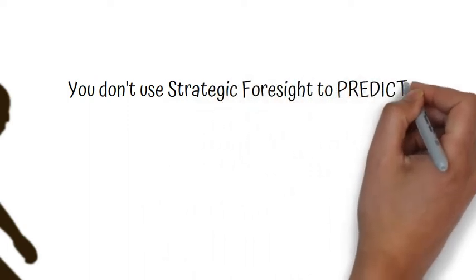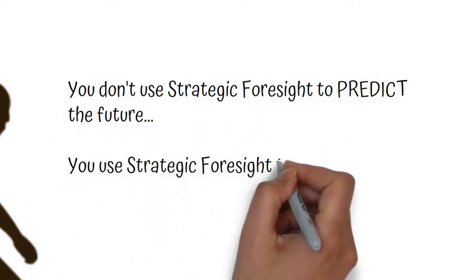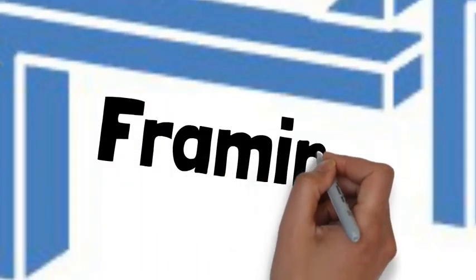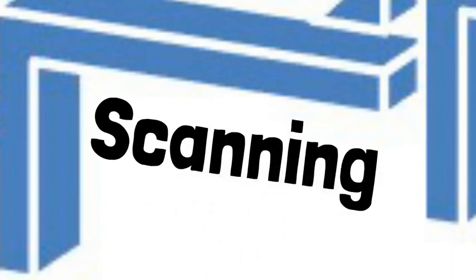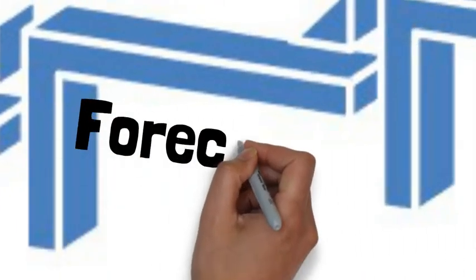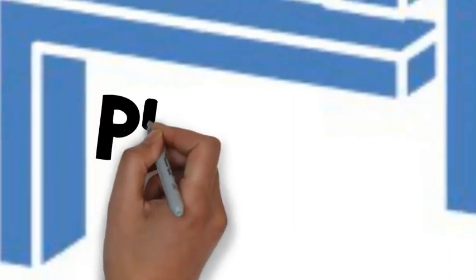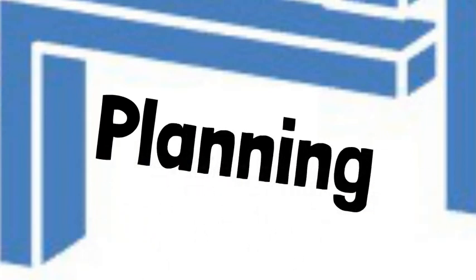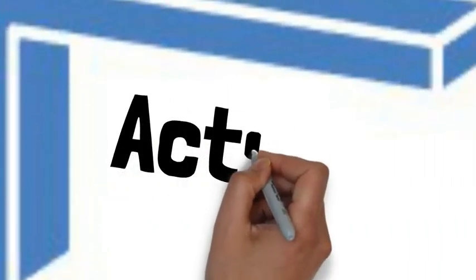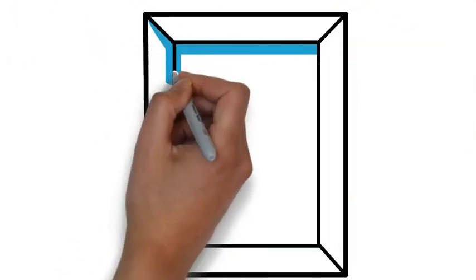While there is not a single correct way for using the tools of strategic foresight, a good initial list consists of the following 6 steps. Framing. Scanning. Forecasting. Visioning. Planning. And acting. Framing is a critical first step in the foresight process.